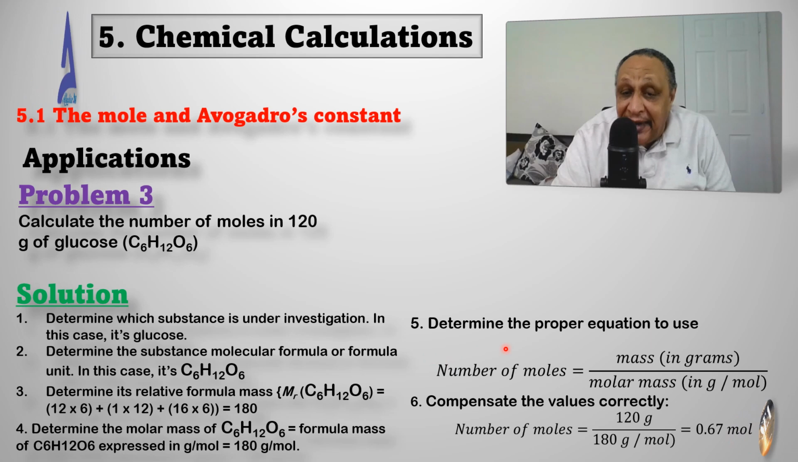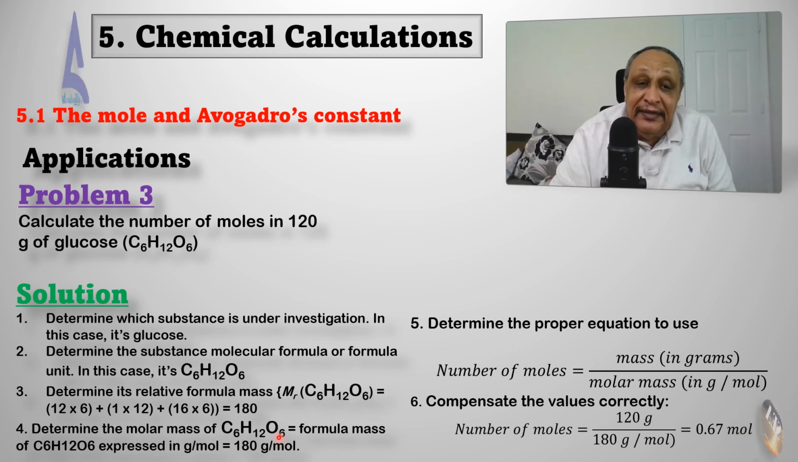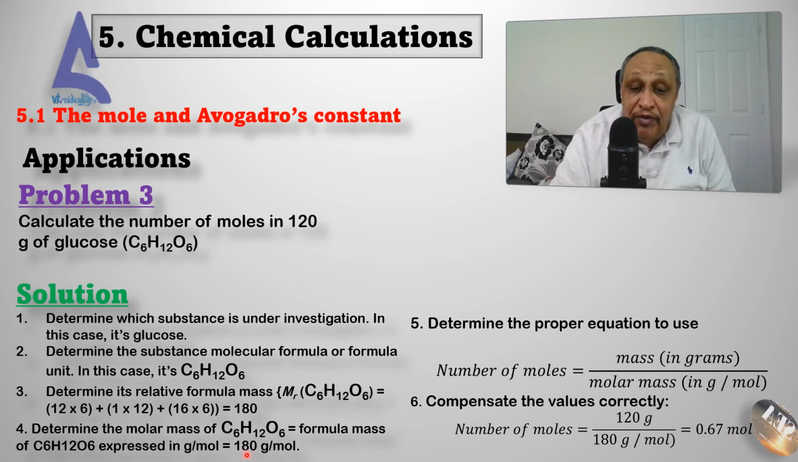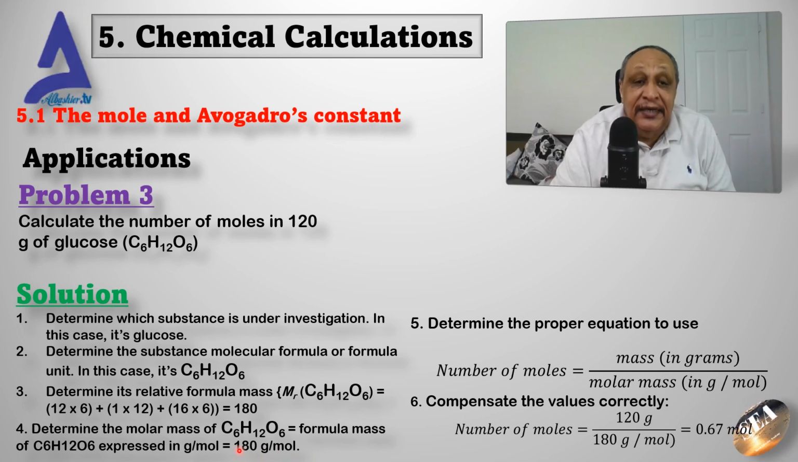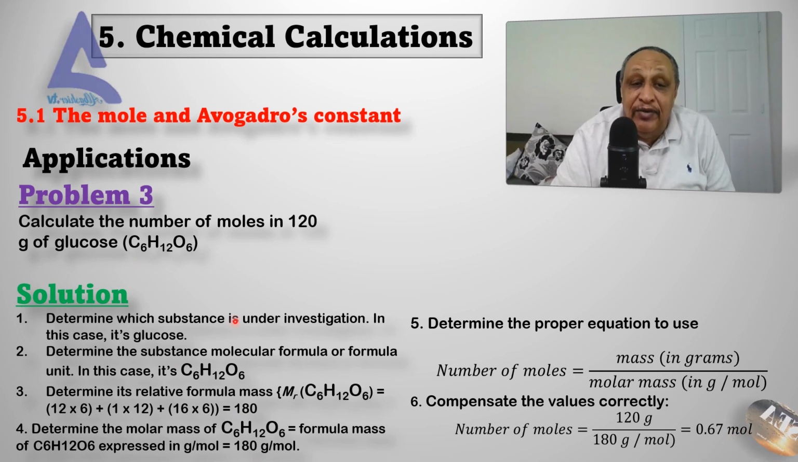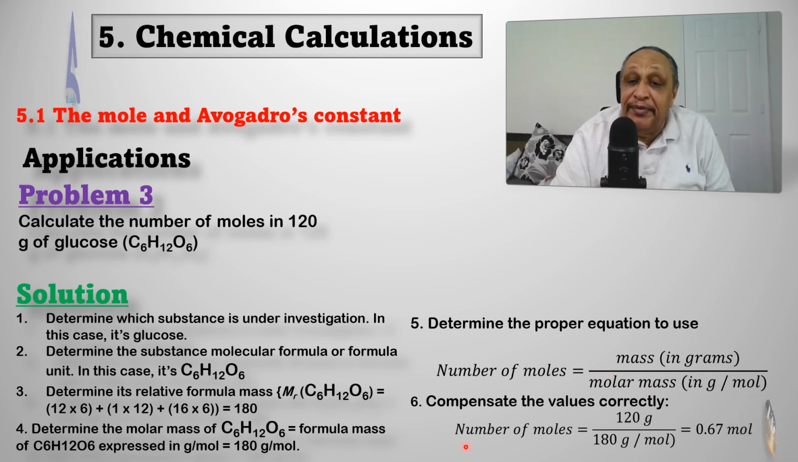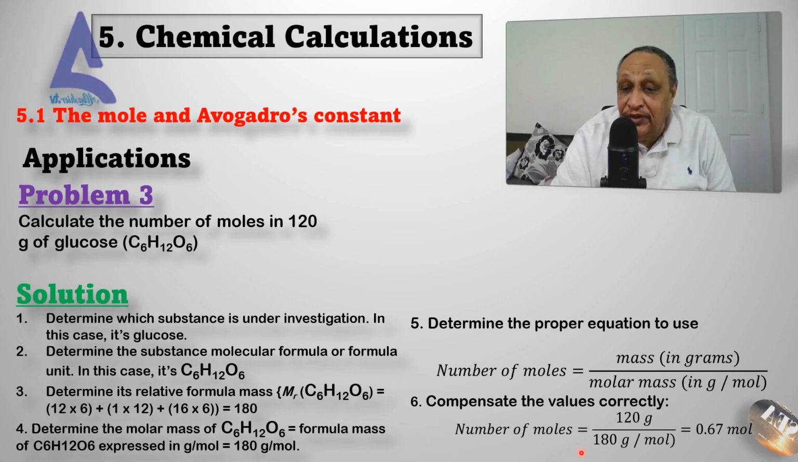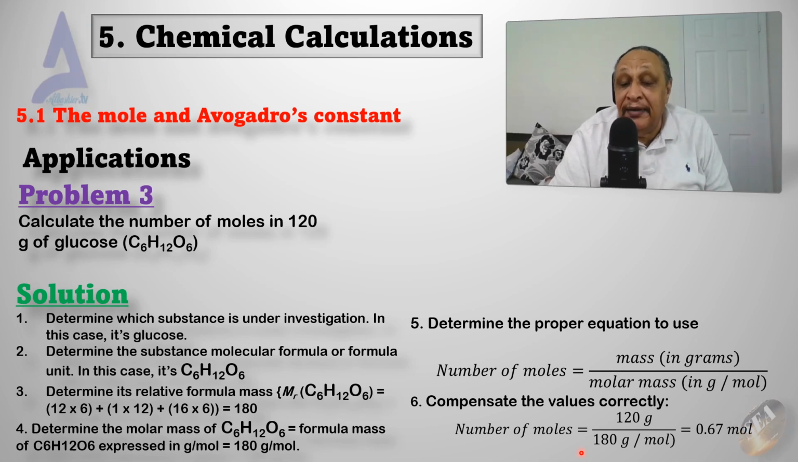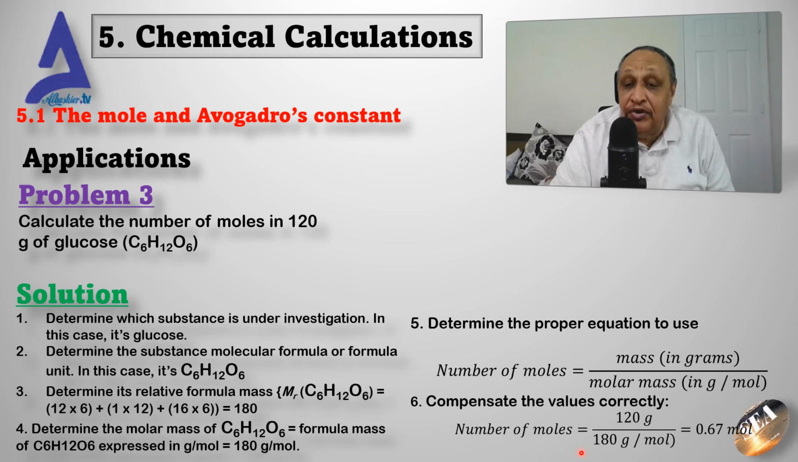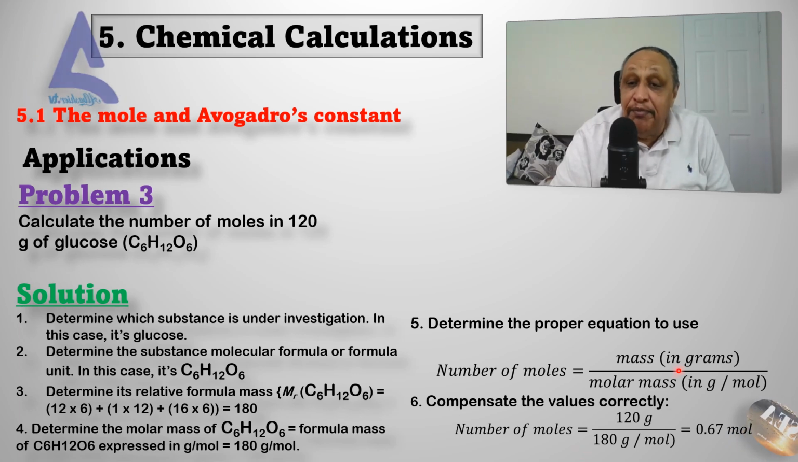Now I have the mass, which is 120 grams, and I have the molar mass, which is 180. And I want to calculate the number of moles. So the number of moles equals the mass in grams over the molar mass in gram per mole. And then by substitution, 120 over 180 equals approximately 0.67 mole.